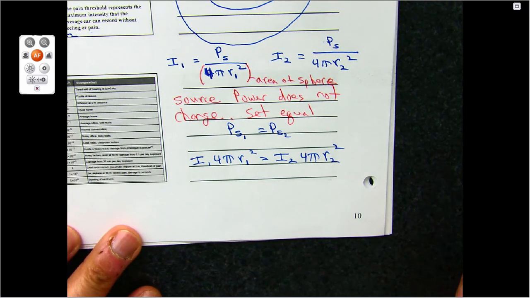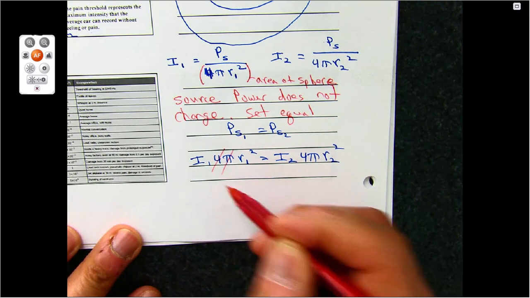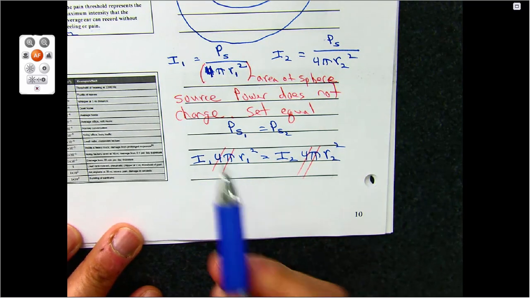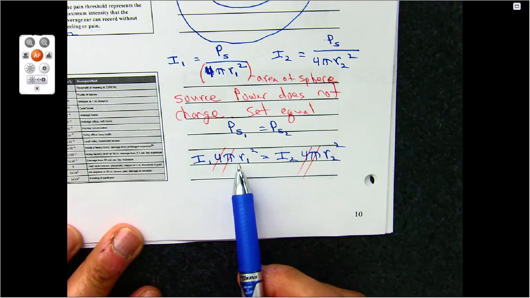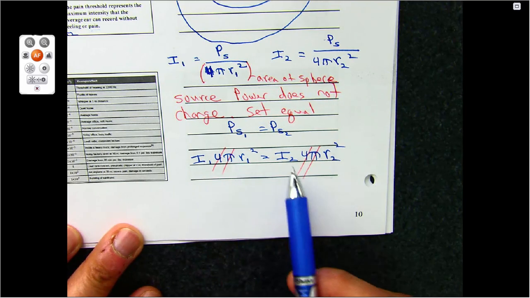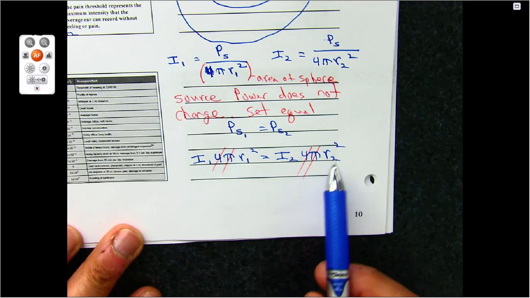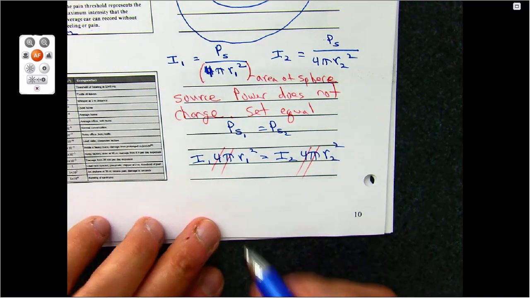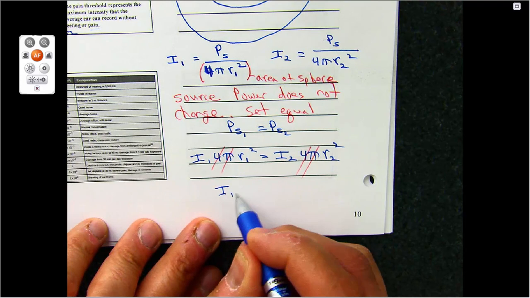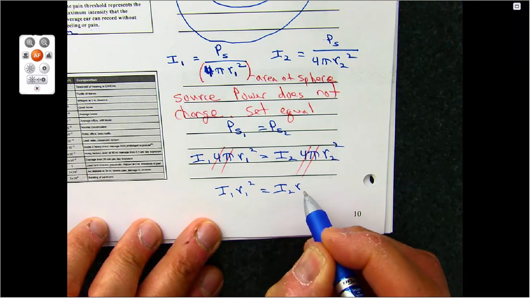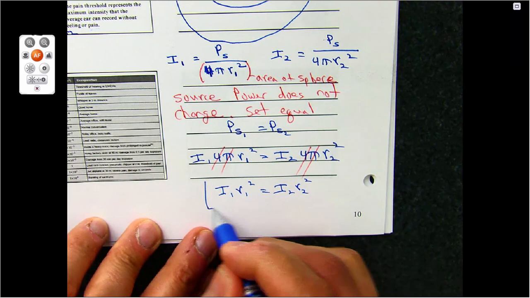Then what can we do? Right, we get rid of the 4, we get rid of the pi. This would be intensity 1, radius 1, and this would equal intensity 2, radius 2, just a different distance. So here we have I1 R1 squared equals I2 R2 squared for an equation going forward.